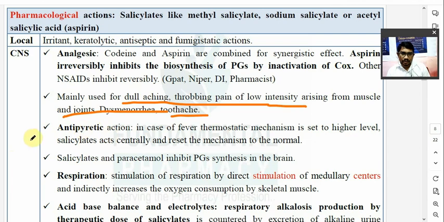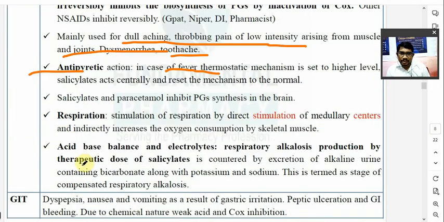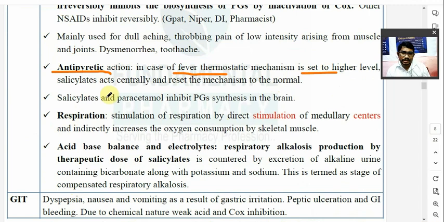Antipyretic action. In case of fever, in case of pyrexia, your thermostat mechanism is set to a higher level. Who sets it? The hypothalamus. So in fever or pyrexia, the thermostatic mechanism is set to a higher level. Now salicylates act centrally, inhibit the prostaglandin in the brain, and reset the mechanism to normal. That's how they decrease the body temperature. That's why they act as an antipyretic.